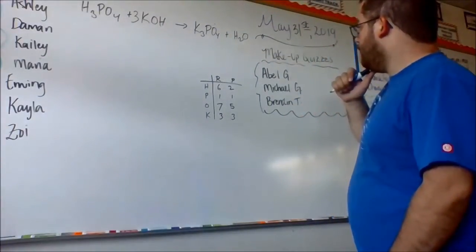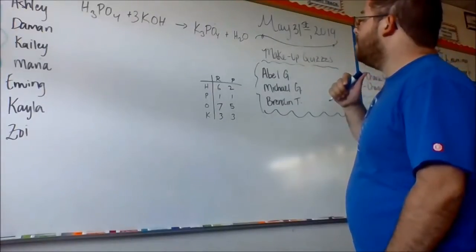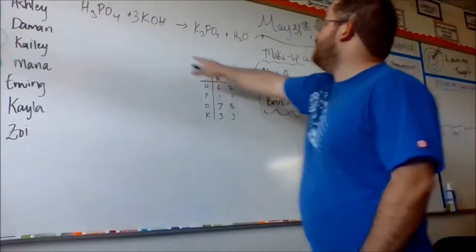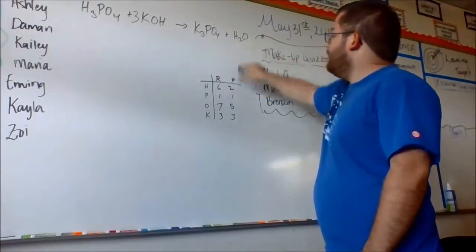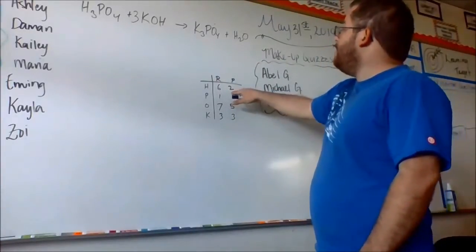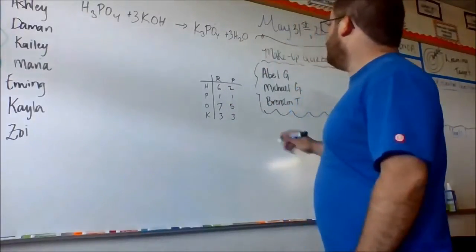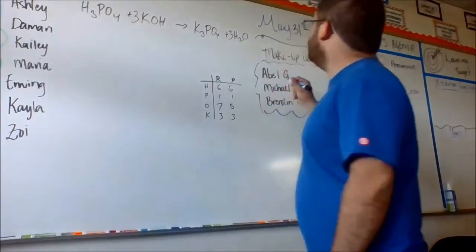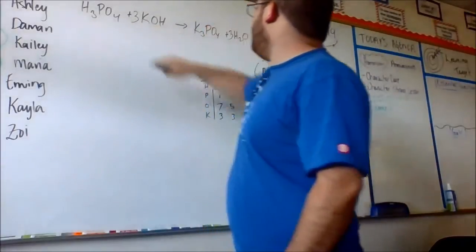Okay. So let's take a look at the hydrogens. We have 6 on the left side. On the right side, we've got 2. So you have 2 right here. 2 times 3, that'll be 6. Let's change that to a 3. That'll be 6 now, right? 3 times 2, that's 6. 3 there, 3 there, that's also 6.